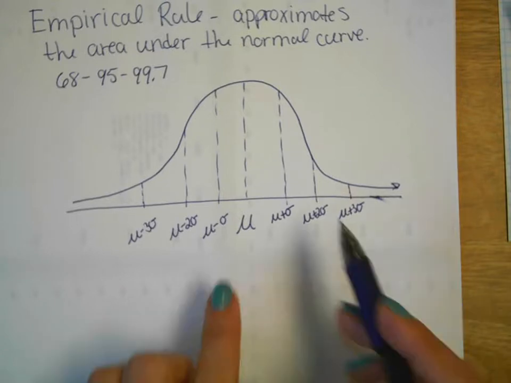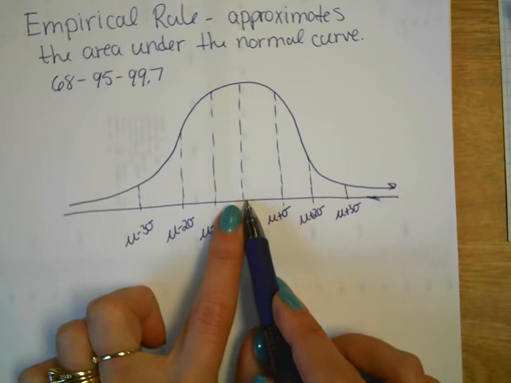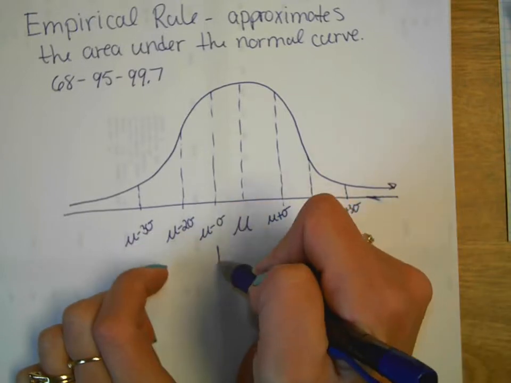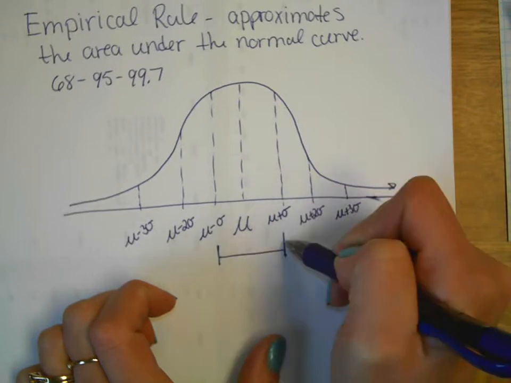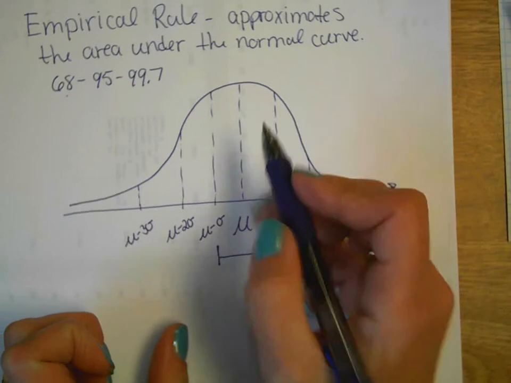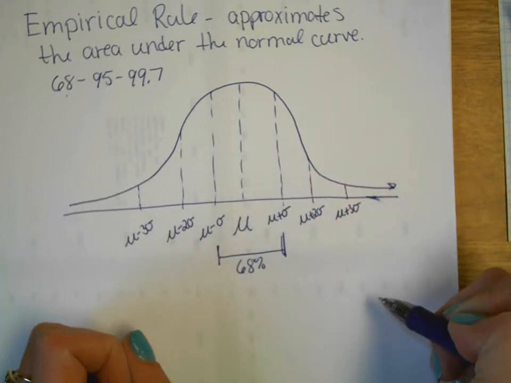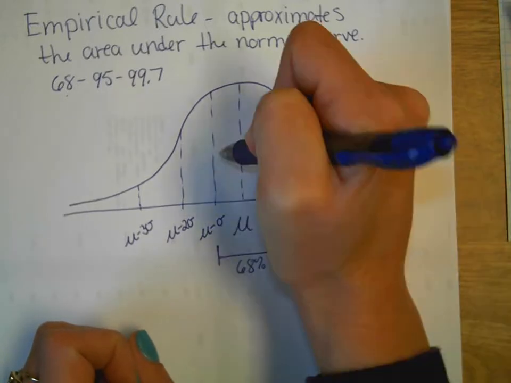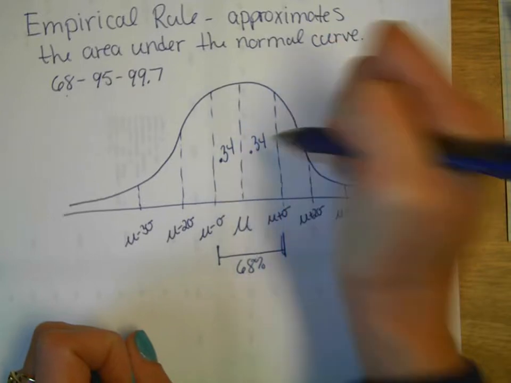Okay, our percentages. Remember the 68 was if you're within 1 standard deviation of the mean. That means these 2 chunks. Those 2 chunks contain 68% of your data set. And because it's symmetrical, that means each side is 34%.